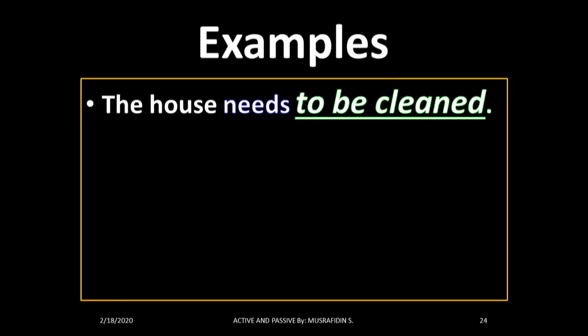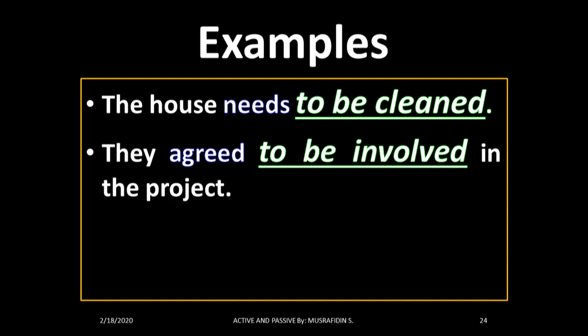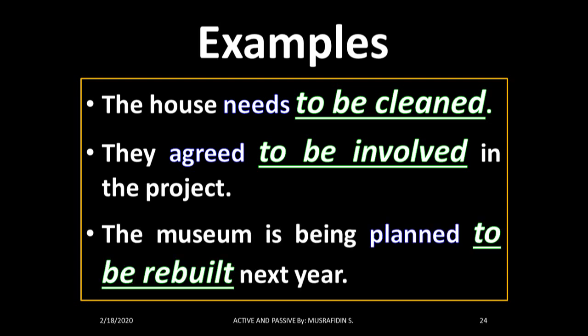For example, the house needs to be cleaned. So, to be verb 3 means to be, we directly use these two words, to and be. In other words, we don't change it into, for example, is, am, are, was, were, be, and been. Next example, they agreed to be involved in the project. The museum is being planned to be rebuilt next year. So, once again, to be verb 3. For all the verbs which are followed by two infinitive.